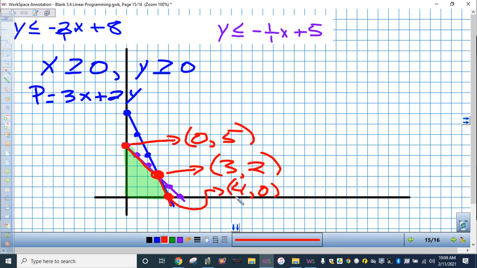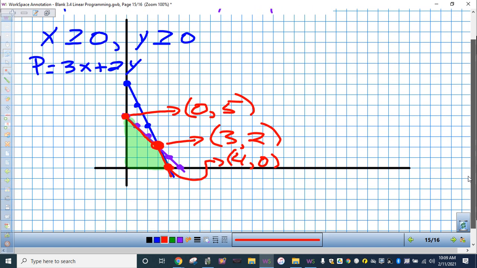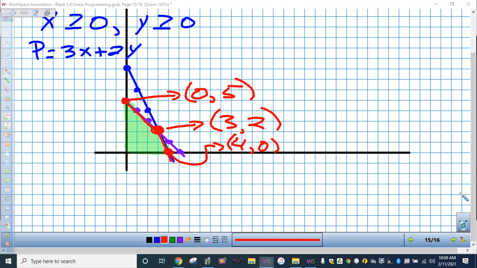The most common mistake students make in identifying the ordered pairs is switching X and Y. So be careful. Like, it's super easy to say this one is 5, 0 instead of 0, 5. Just remember the ordered pairs are in alphabetical order, X first, then Y. So we'll plug in these 3 ordered pairs into our objective function.